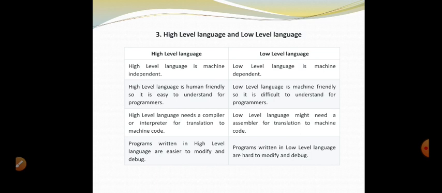High level language needs a compiler or an interpreter as a translator to machine code. Yes, the most important thing is that it requires a translator to convert our language to the computer's language or machine language, whereas low level language might need an assembler for translation to machine code, because assembly language is an example of low level language. So an assembler is required to change our language into the language for the machine.